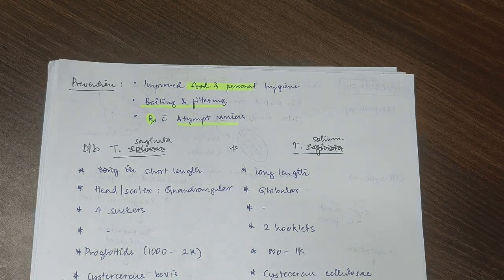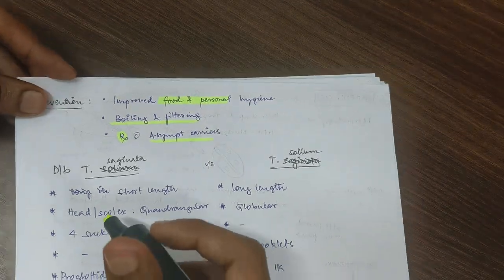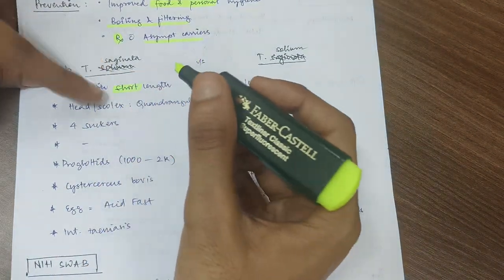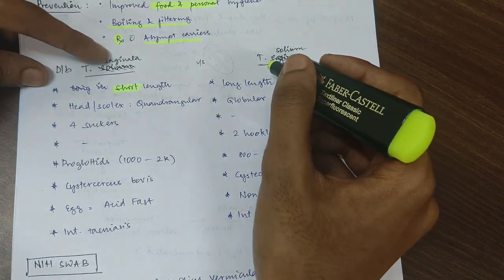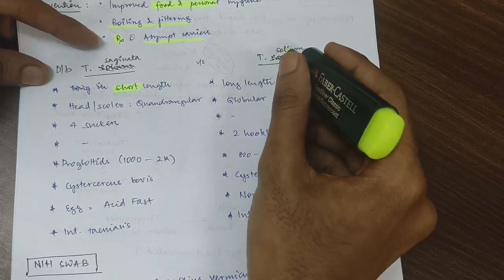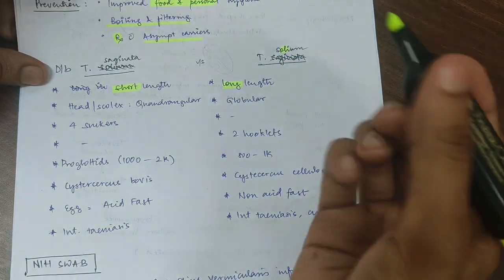Then coming to the difference between Taenia saginata and Taenia solium. So Taenia saginata is short, S for short. Solium is long, remember, it is long.